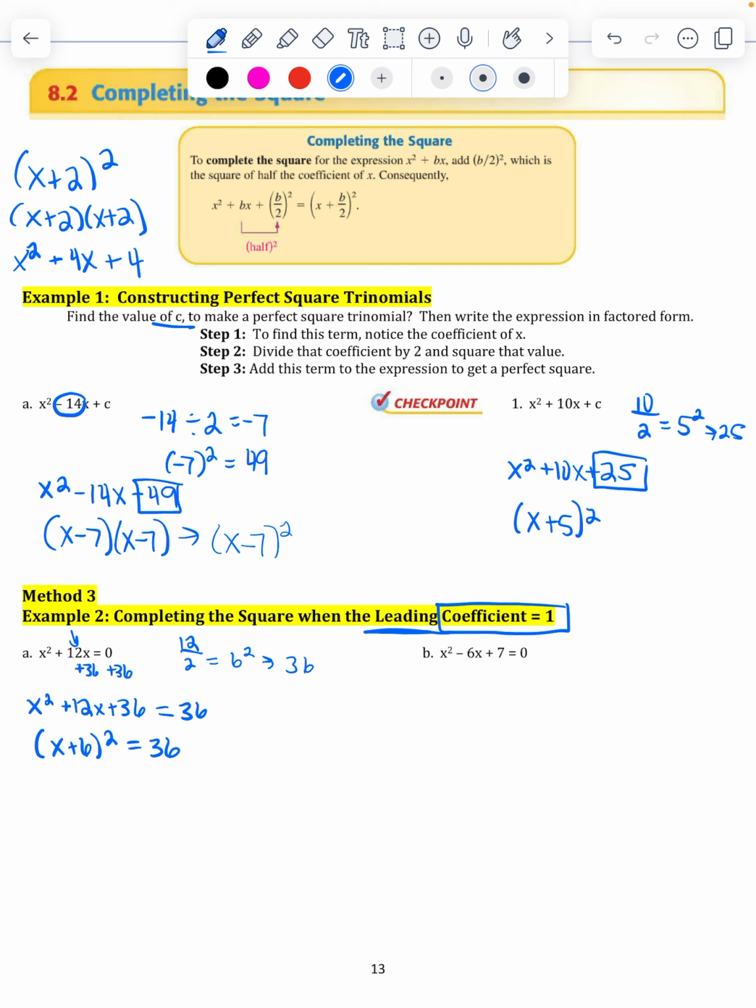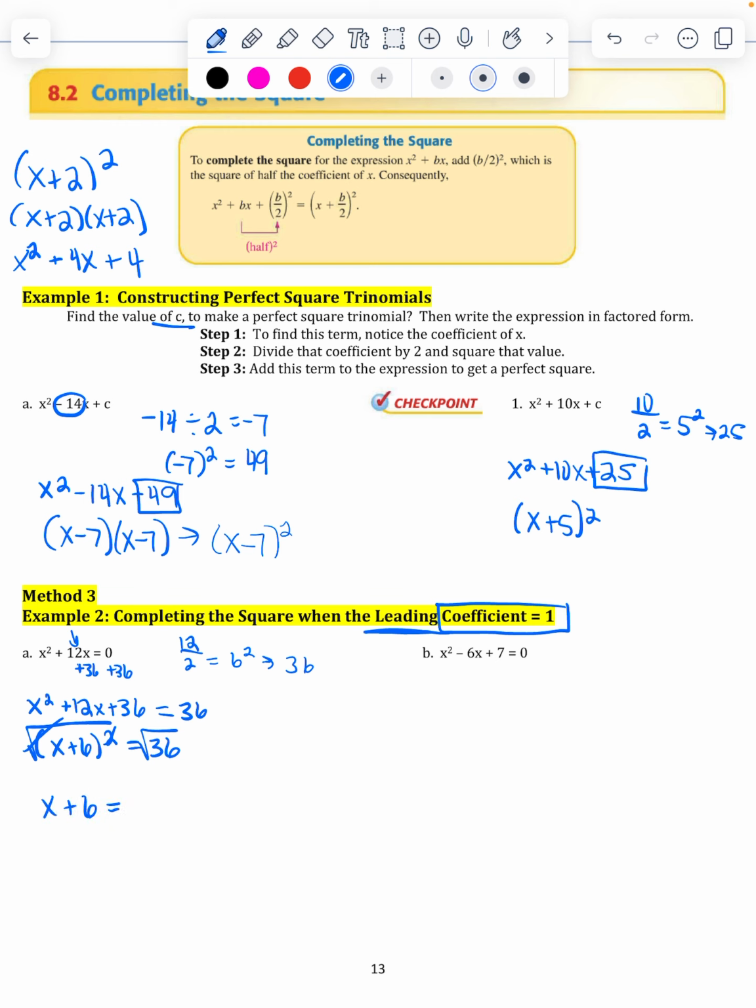And we do that so that we can square root both sides, because we can solve this using the square root method because it's a quantity squared, x plus 6 squared. We can undo that by square rooting both sides. The square root of something squared cancels out, so we're left with x plus 6 equals.